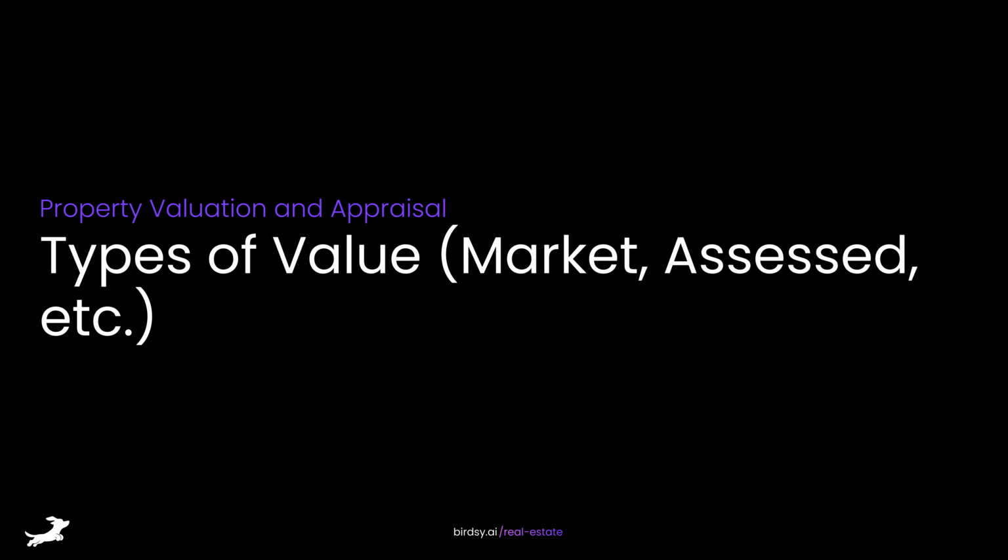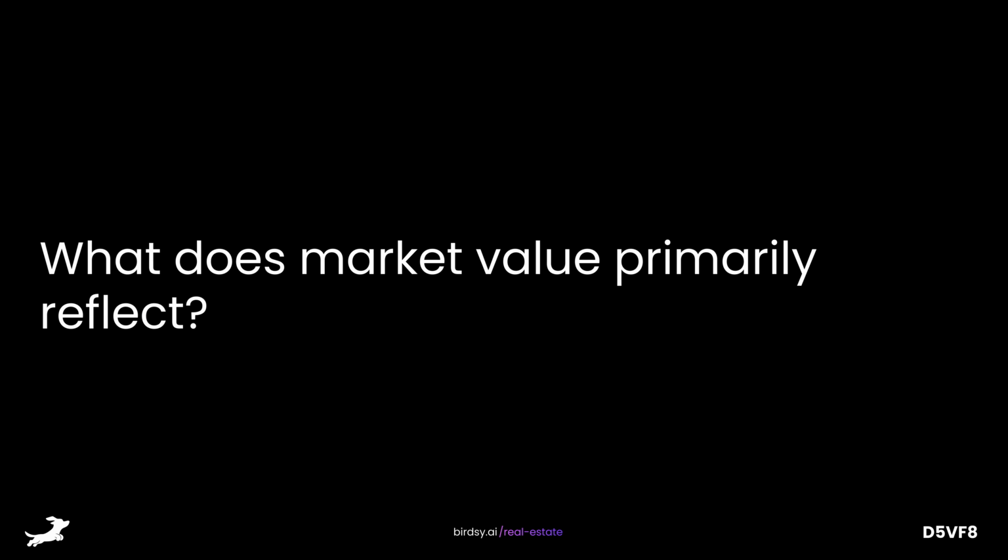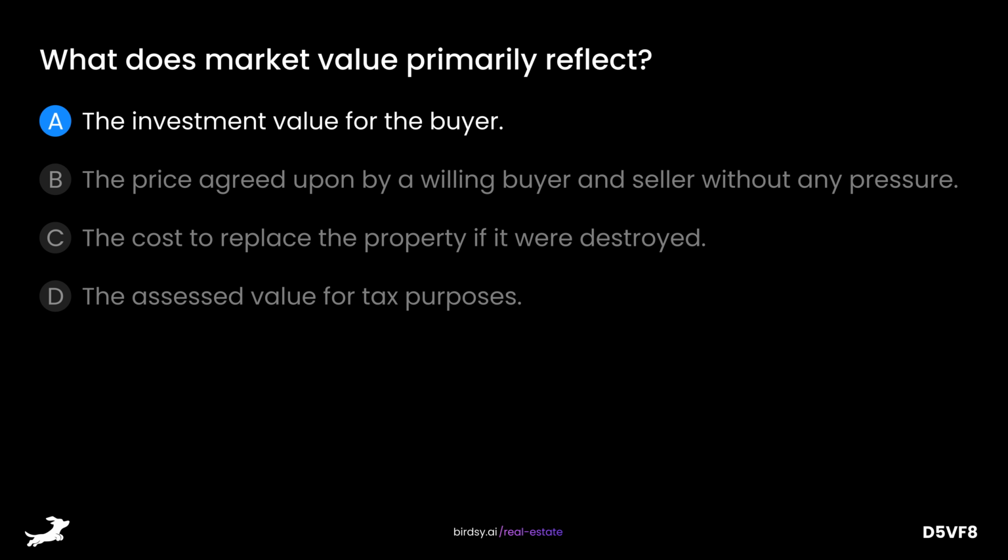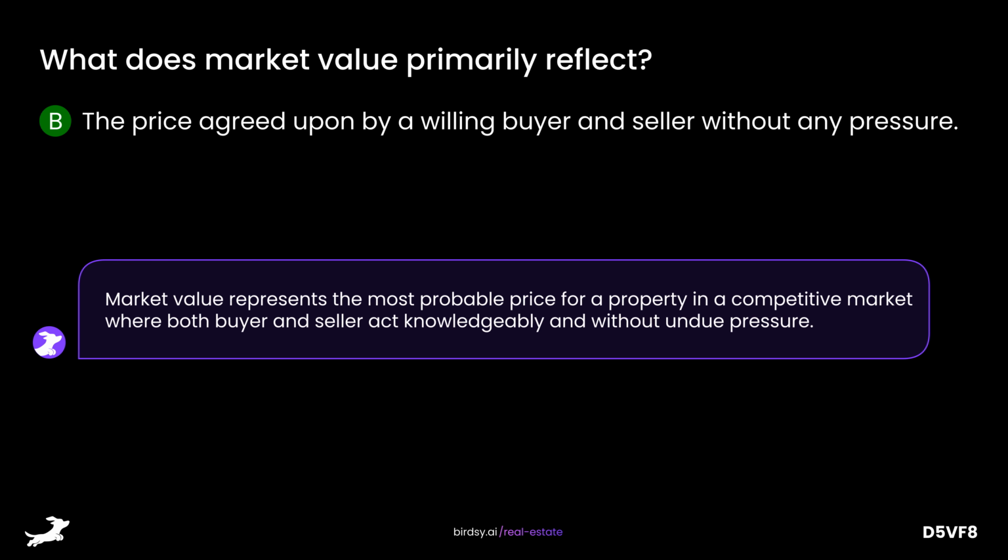Types of value: market, assessed, etc. What does market value primarily reflect? Is it A. The investment value for the buyer, B. The price agreed upon by a willing buyer and seller without any pressure, C. The cost to replace the property if it were destroyed, or D. The assessed value for tax purposes? The answer is B. The price agreed upon by a willing buyer and seller without any pressure. Market value represents the most probable price for a property in a competitive market where both buyer and seller act knowledgeably and without undue pressure.